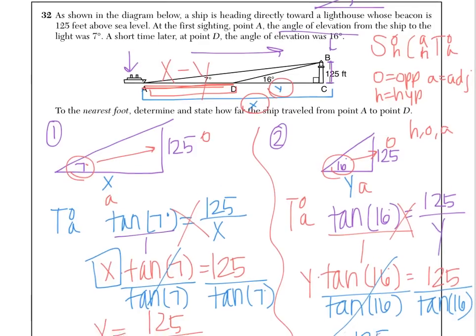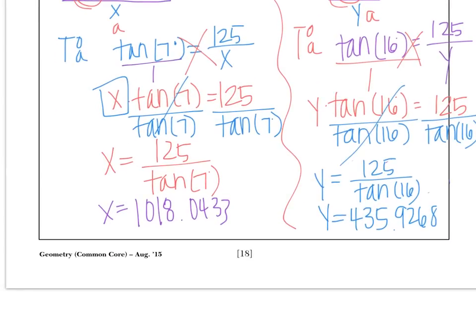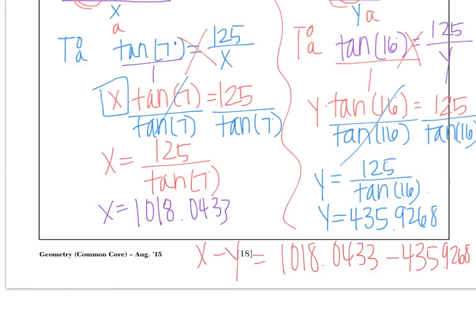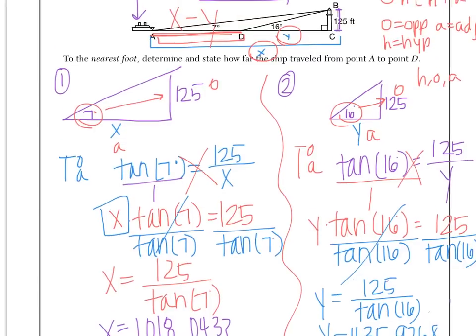So to find AD, that distance, I'm going to take X and subtract Y from it. So 1018.0433 and subtract 435.9268. We're going to type that in the calculator, and then that will be our final answer, as long as we round properly. So let's look up to see what rounding we need.